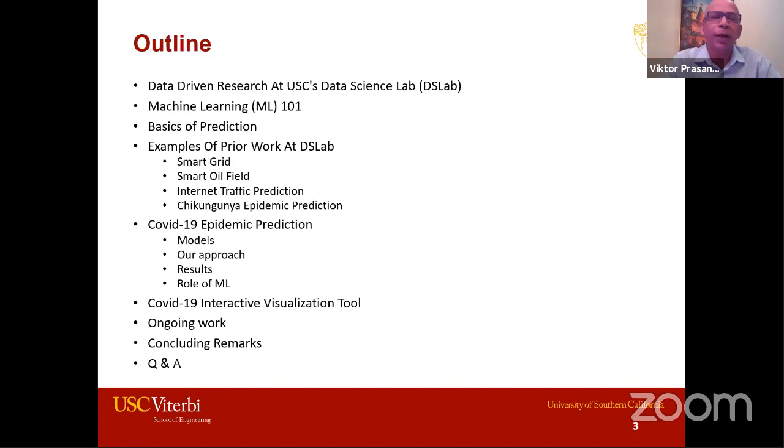Before we go into the actual work, the main topic of this discussion today is how machine learning models are developed by us and how we train these models. How do we use these models to understand, based on the available data, what kind of predictions and forecasting we can make? I will also have some comments about the role of machine learning in these models. And finally, I'll go through the visualization tool and some of the ongoing work we have, and conclude this presentation.